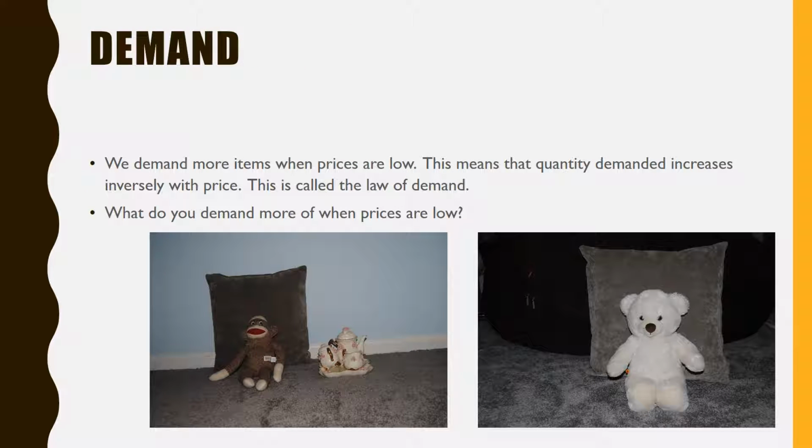First, we're going to focus on demand. We demand more items when prices are low. That's probably how you are at your house. You'll get an extra something if it's on sale. This means that quantity demanded increases inversely with price, and that is a definition of the law of demand. And then you can think about any items that you might demand more of when prices are low.